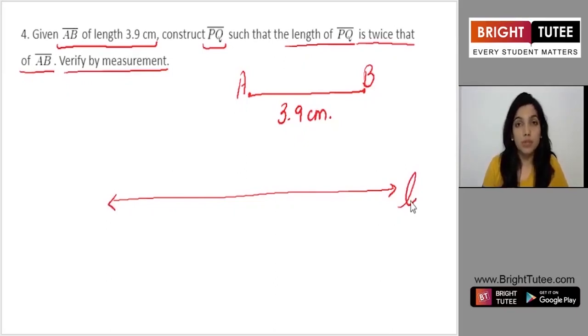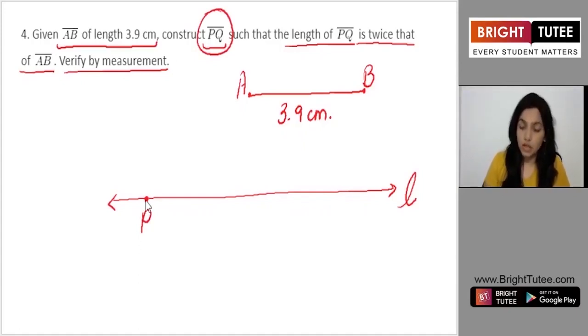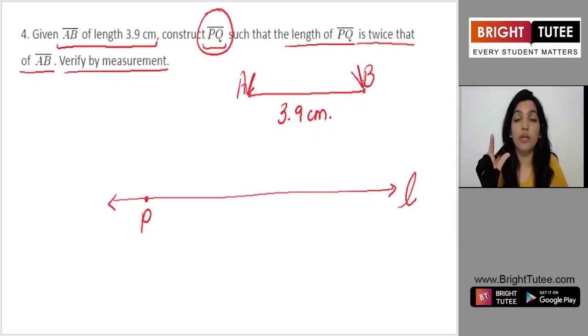Then on this particular line, mark a point P on it because we are going to draw PQ, right? Now when you have this point P, you open up the compass, and how much do you need to open it? You need to open it to the measure AB. Keep the pointer here, and keep the pencil of your compass here at B, and you have the length of total 3.9 open in the compass, right?